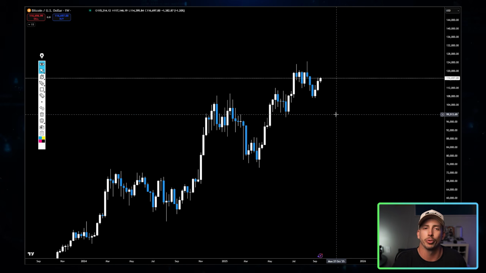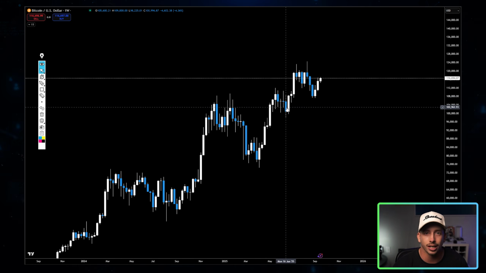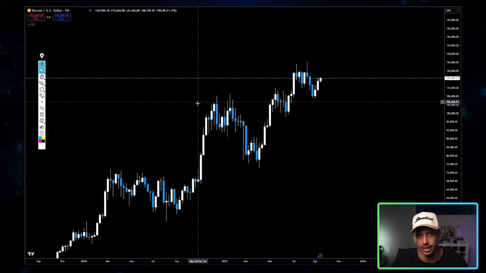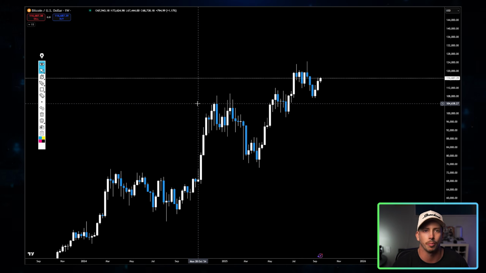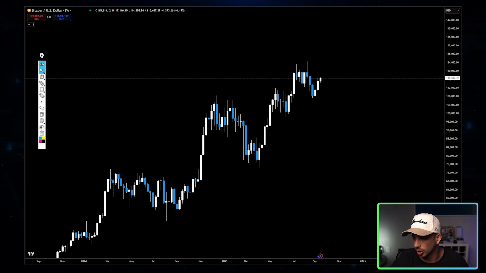So that part should be pretty straightforward, but trends don't last forever. When they exhaust, market structure shifts and there might be evidence of a reversal coming. So this sometimes can be referred to as a change of character. In simple terms, the market stops trending the way it was before. So what does that actually look like?